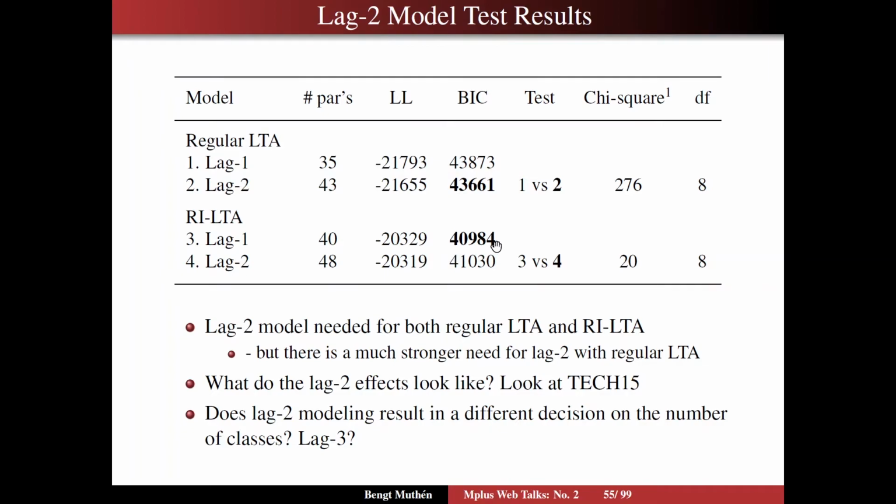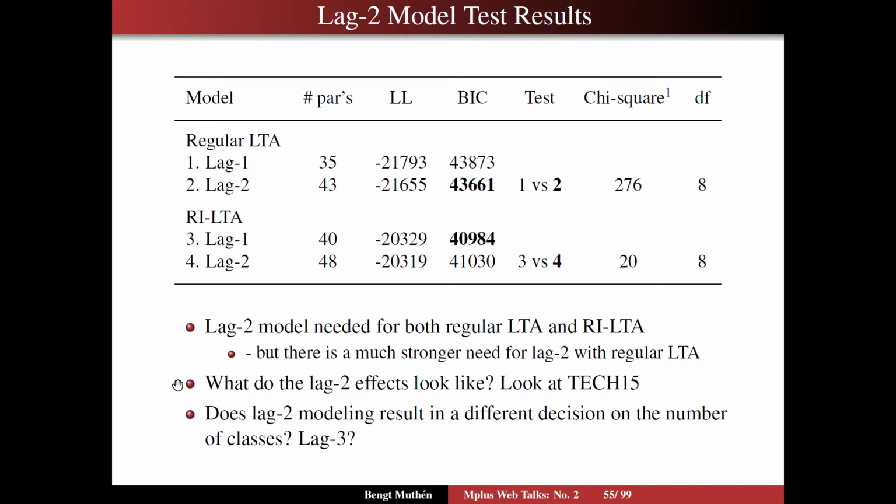And in fact, if you look at BIC, it is preferable for the simpler lag 1 model, even though the chi-square test would tend to lead you to model 4. So I conclude that lag 2 modeling is needed for both regular LTA and RI-LTA, but there's a much stronger need for lag 2 with the regular LTA. So once again, including that random intercept factor allows a correlation more directly between the time points 3 and 1 and 4 and 2. And so the RI-LTA picks up some of that.